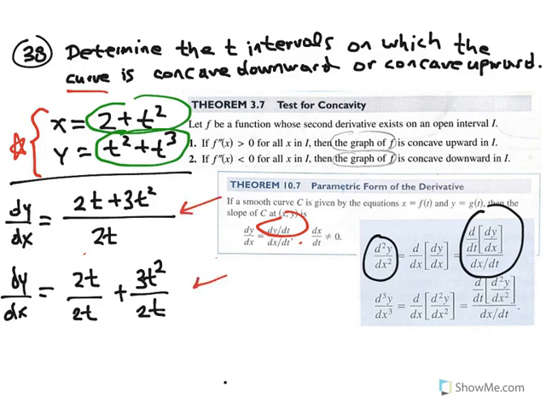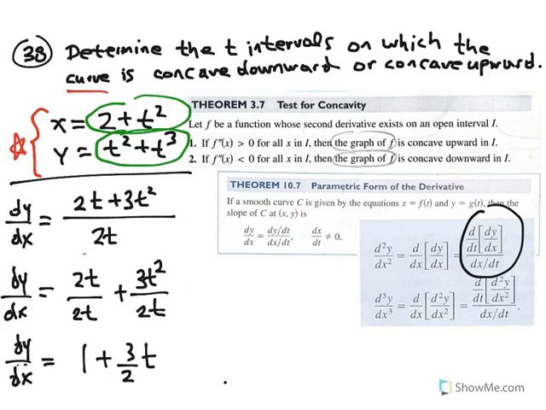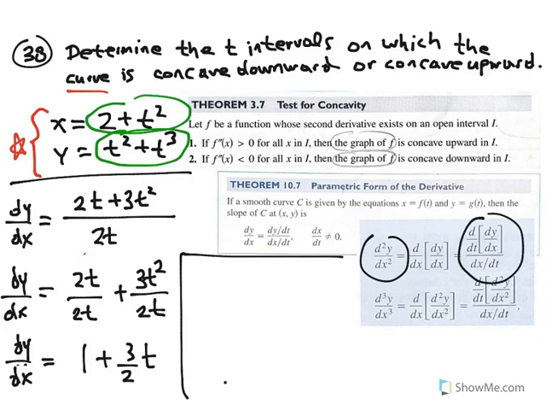So you can rewrite the first derivative like this as a sum of two fractions. So you have dy/dx is equal to 2t over 2t, which is 1, plus 3 over 2, and t squared over t is t. So now I can find the second derivative by using what we have here. So to find the second derivative, I will do what I need to do.